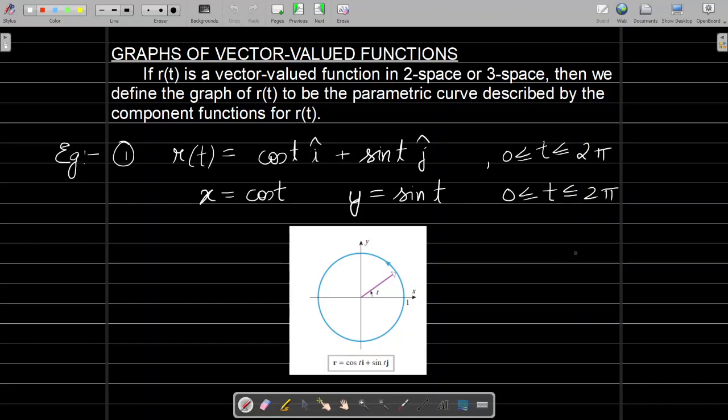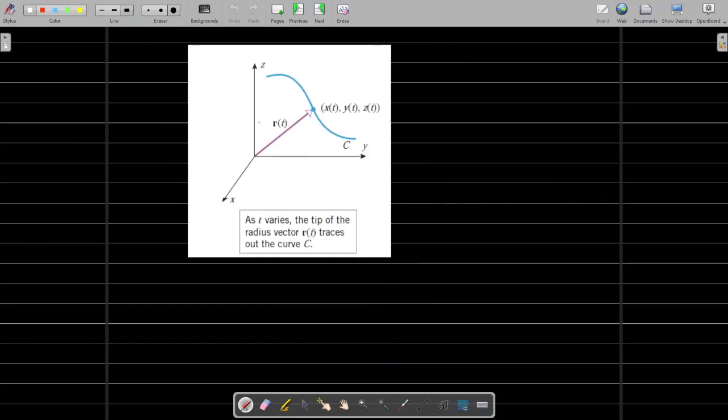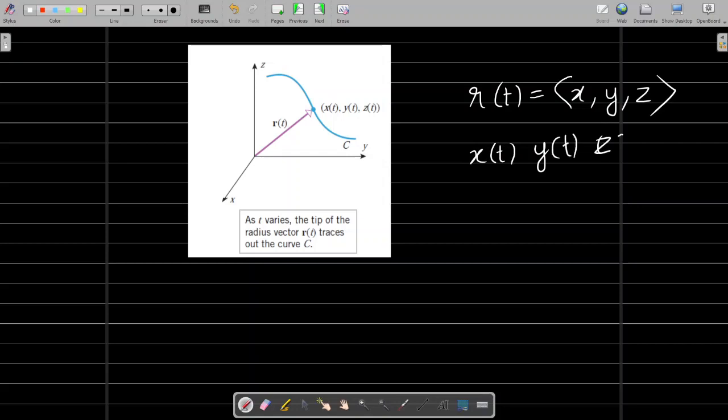So for example, suppose I have some function r of t equal to x of t, y of t, z of t. Then the graph of r of t is the curve with the parametric equations x of t, y of t, z of t. So what you have to do is draw the vectors at each point. Suppose this is the vector r of t at this point, say r of t1, and here it is, say, r of t2. So the graph of r of t is the curve traversed by the tip of all these vectors.